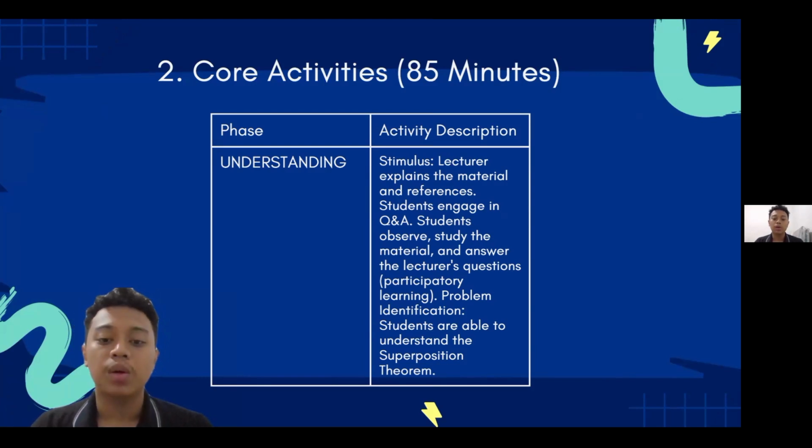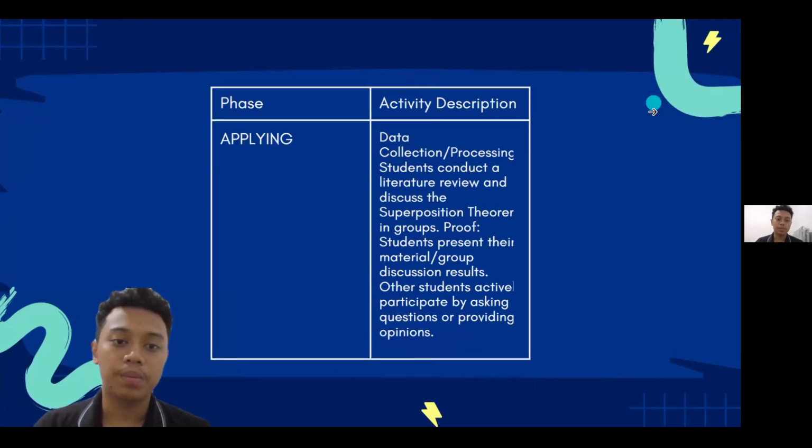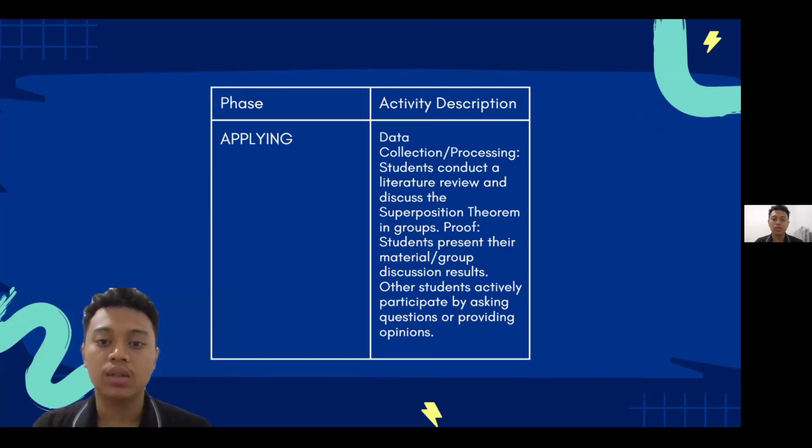Participatory learning. Problem identification: students are able to understand the superposition theorem. Next is applying. Activity description, data collection or processing: students conduct a literature review and discuss the superposition theorem in a group. Students present their material or group discussion results. Other students actively participate by asking questions or providing opinions.